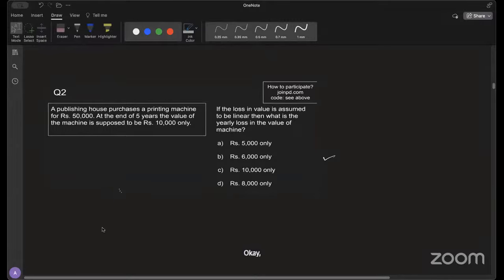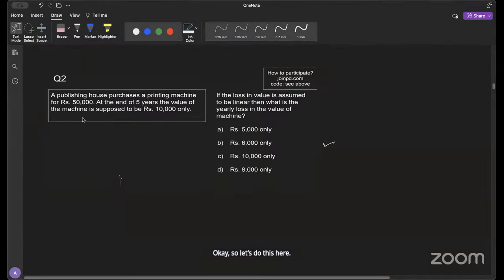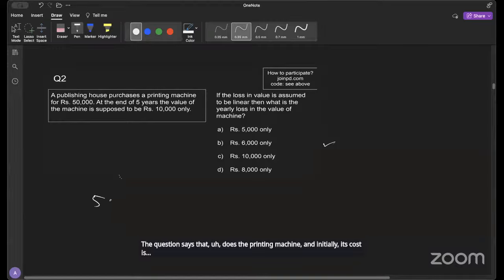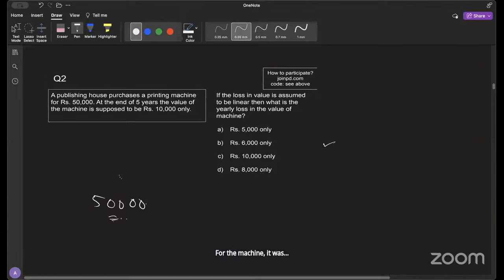Okay, so let's do this here. The question says that there's a printing machine and initially its cost is 50,000. This is how much it costed, and then at the end of 5 years it's going to be only 10,000. It's going to be worth only this much.